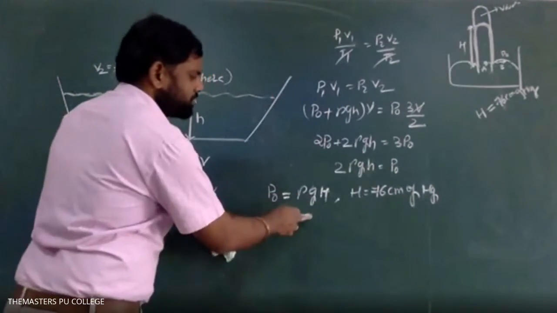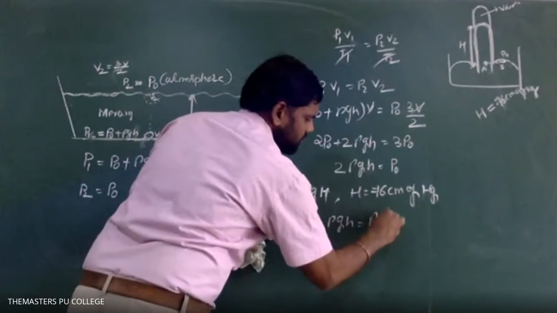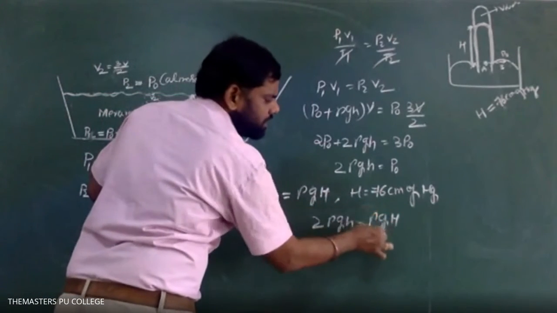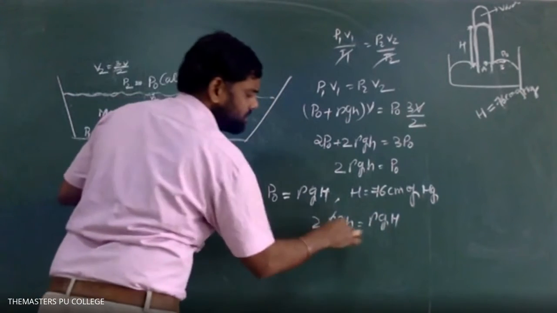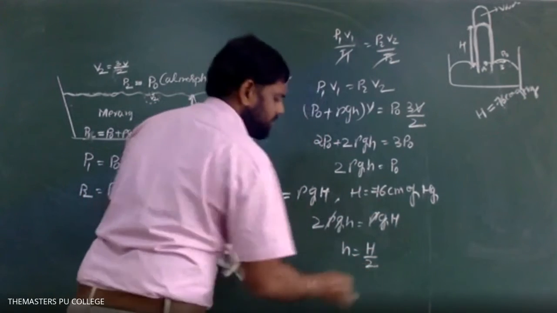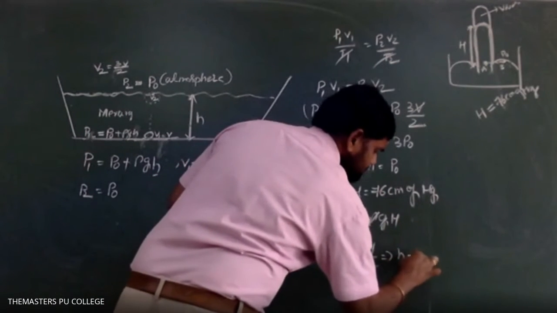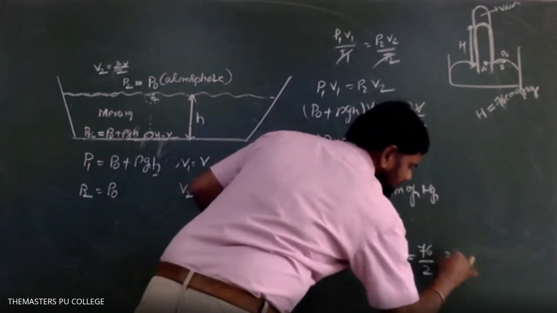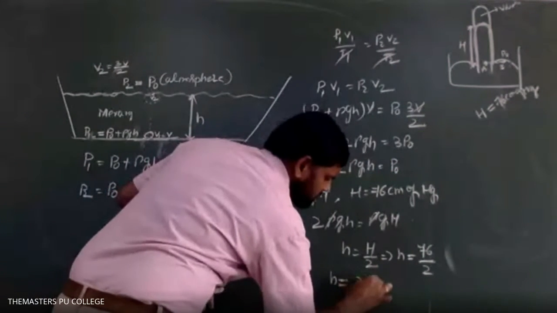Therefore, substituting that value, 2 rho G small h equals rho G capital H. In both cases the density represents mercury density only, and here also we have taken the liquid with that density. That's why density gets cancelled, and G gets cancelled. Then H equals H by 2, so small h is 76 by 2, which is 38. That implies the height of the mercury column in the tank equals 38 centimeters.